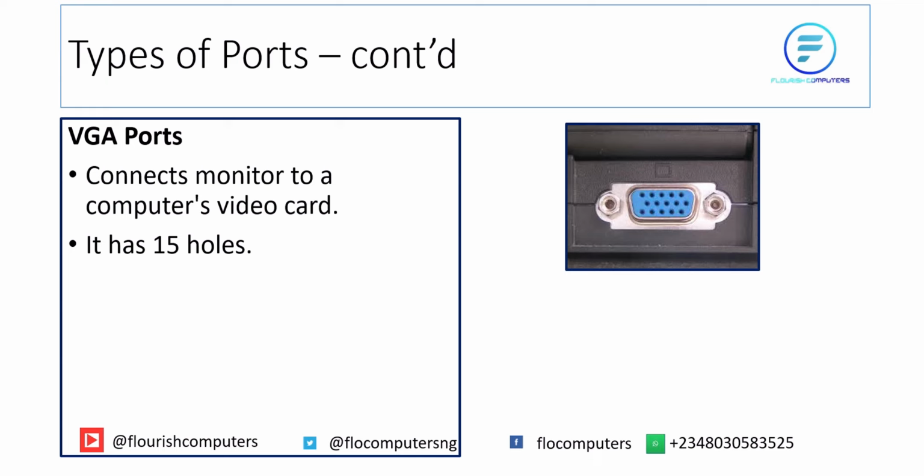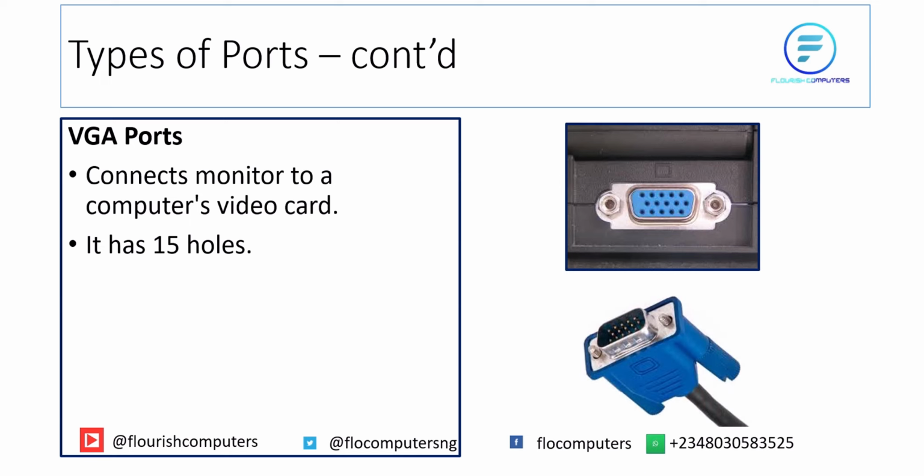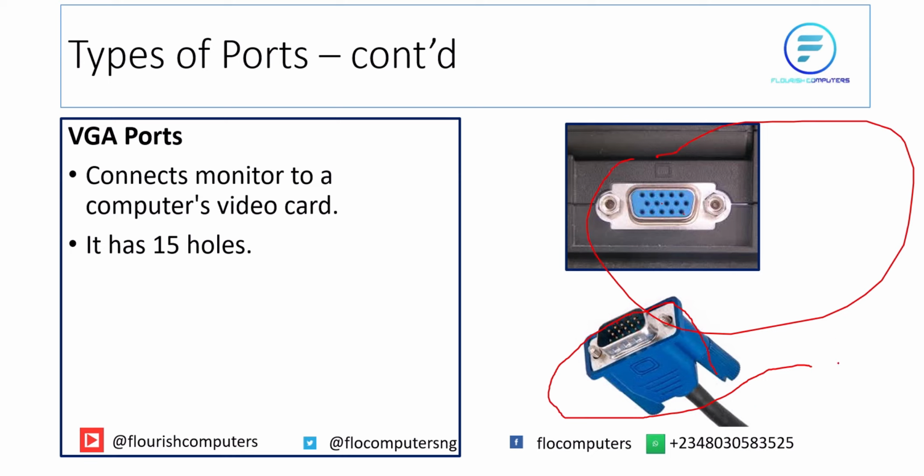So this is your VGA port, and this is the VGA cable. You can see the port has holes, and the cable has pins. The cable goes straight into the port, and the other side of the cable goes through to your other device. It could be a projector, like I said earlier, or a monitor, whichever one you are going to connect to. The other side is going to go there, while this side will go to your laptop or your CPU.